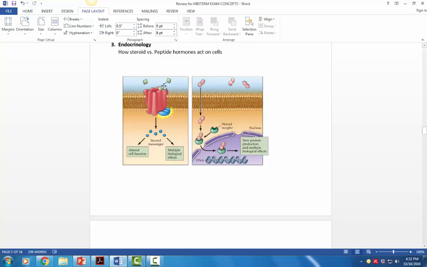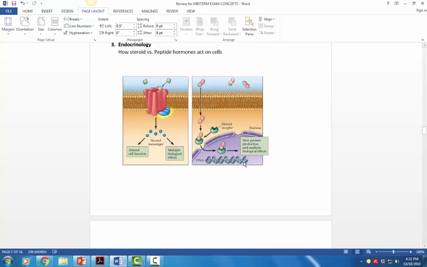Steroid hormones like estrogen, progesterone, testosterone, aldosterone, and vitamin D can diffuse right through that fatty membrane because steroid hormones are fat soluble. As a result, they can go through the membrane and enter through the nuclear pores into the nucleus and alter DNA and cause new production of a substance by that target cell.